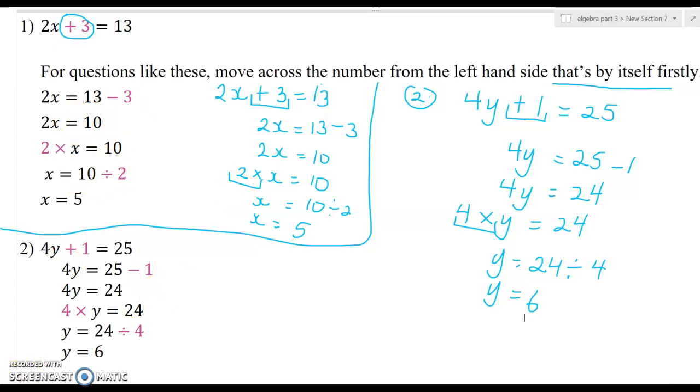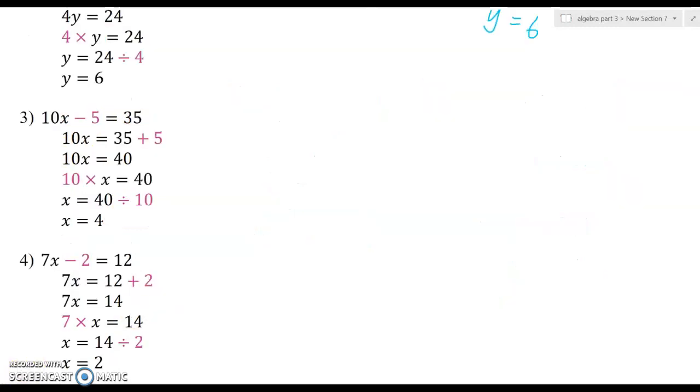So let's look at the last two now, which are very similar, just have some subtraction there. So 10x take away 5 is equal to 35. Remember, we want to move across the number that's by itself first, which is the take away 5. So you get 10x is equal to 35. So take away 5 becomes plus 5. So 10x is equal to 40.